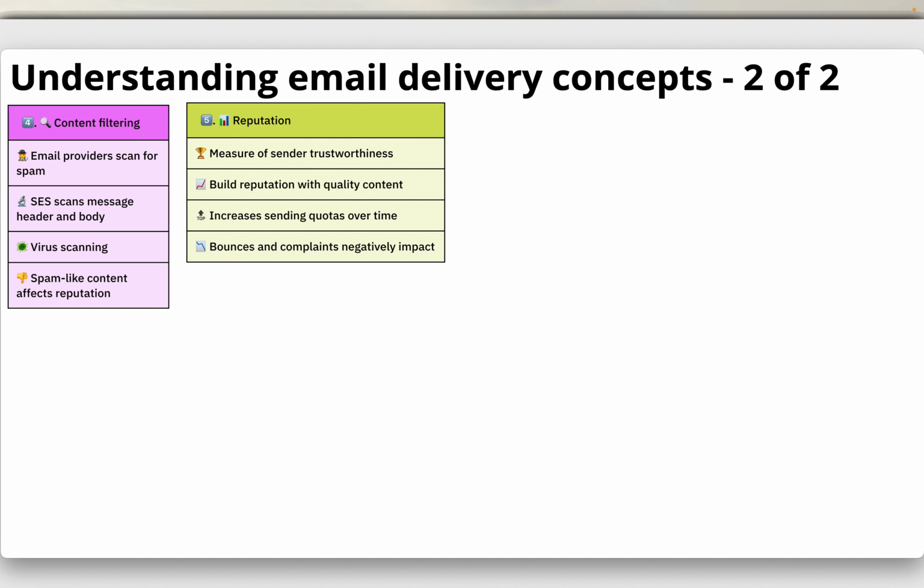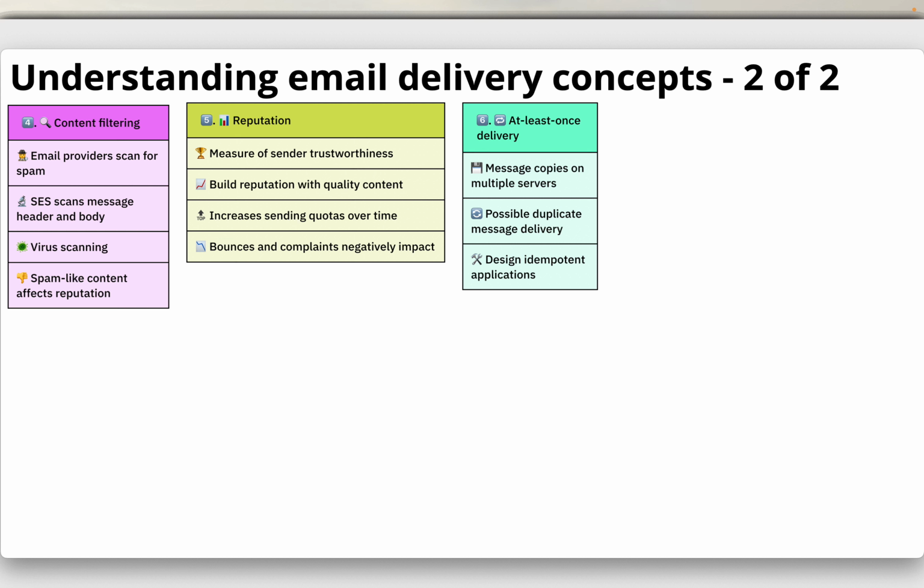You build your reputation with Amazon SES by sending high quality content. When you send high quality content, your reputation becomes more trusted over time, and Amazon SES increases your sending quota. Excessive bounces and complaints negatively impact your reputation and can cause Amazon SES to reduce the sending quotas for your account or terminate your Amazon SES account.